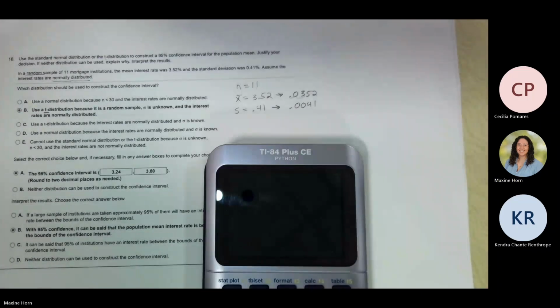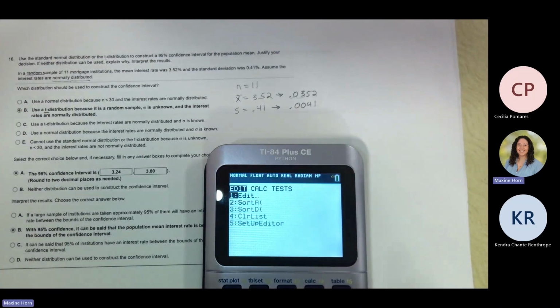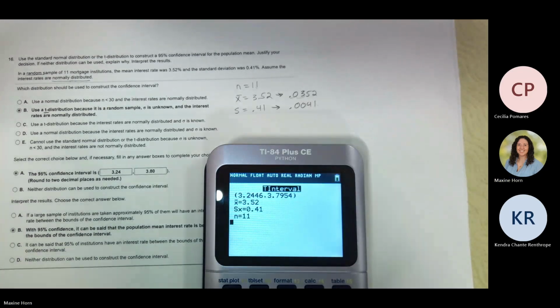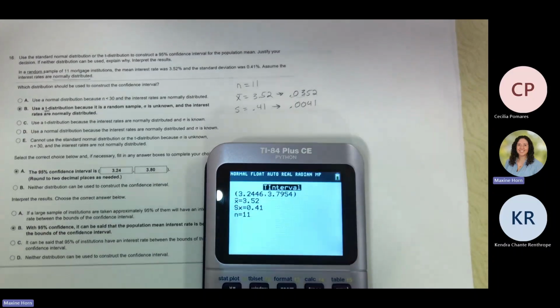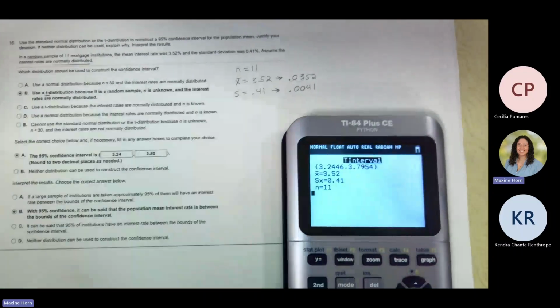Okay, then they want us to actually do it. So we're going to go stat, test. This is a t interval. Our sample mean is 3.52. Our sample standard deviation is 0.41. Our sample size is only 11, and we want to be 95% confident. Okay, so we get our interval, and then they want us to interpret that.